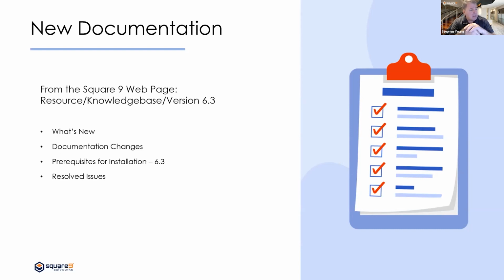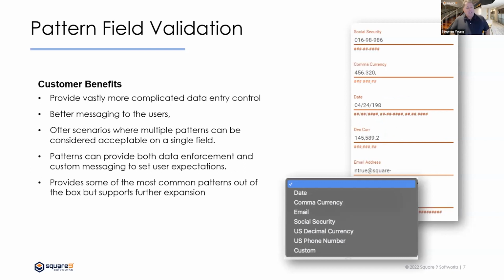There are really 4 sections in the documentation. What's New, which is all the new features being released that we'll be talking about today; any changes in the documentation; any prerequisites for installation; and of course, any defects that were addressed in this release. So the first feature that we're going to talk about today is pattern field validation.